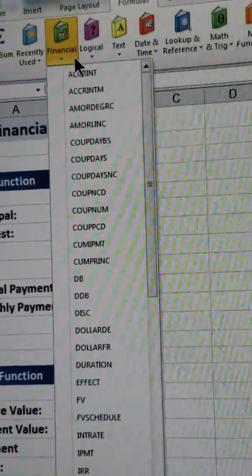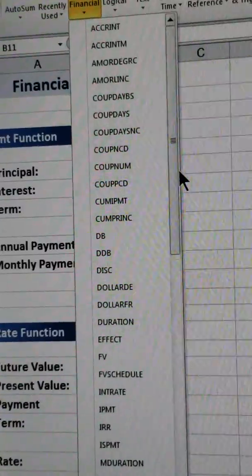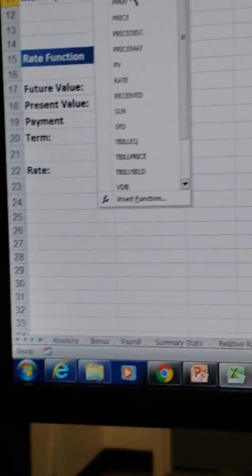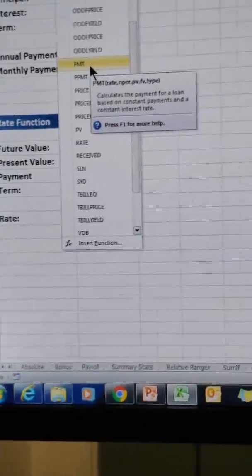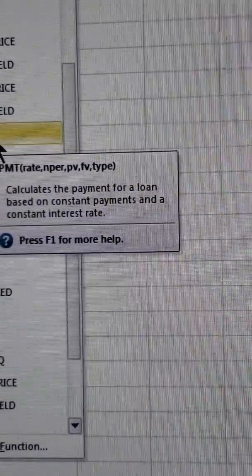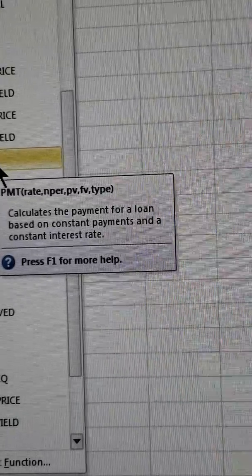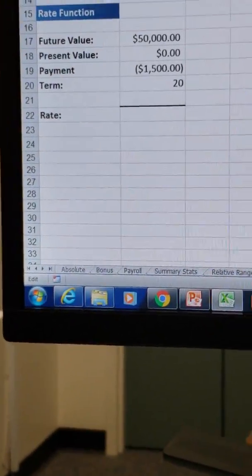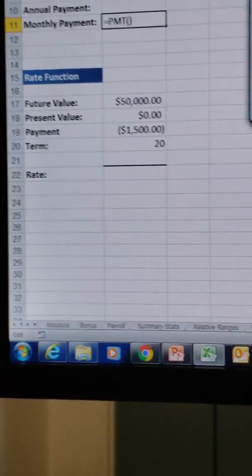It's appropriate, right? Financial. Now, they're in alphabetical order, so we're looking for PMT. Calculates the payment for a loan based on constant payments and a constant interest rate. Okay, so I'm going to click on that. Dialog box opens up. Now, let's pause here for a minute.